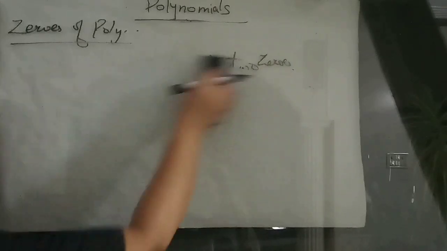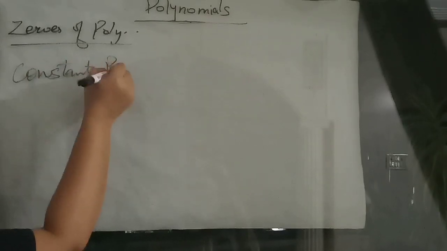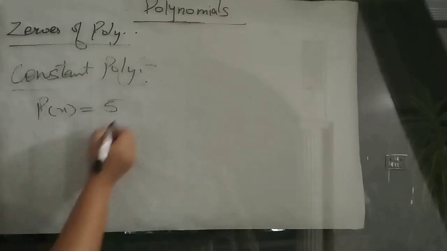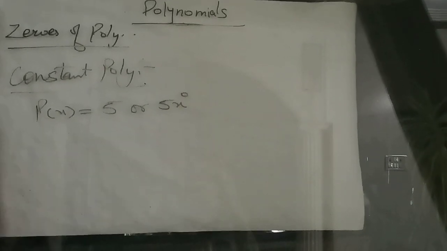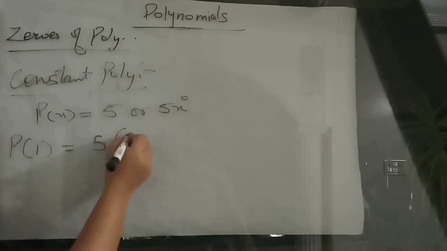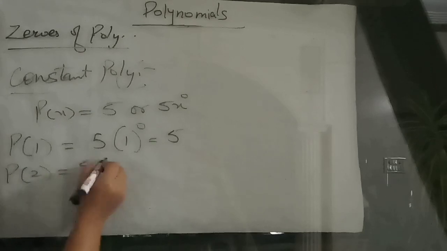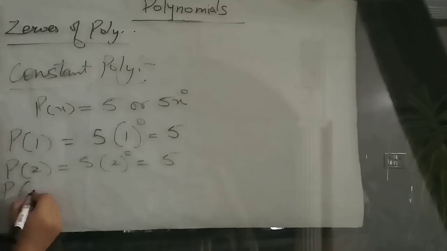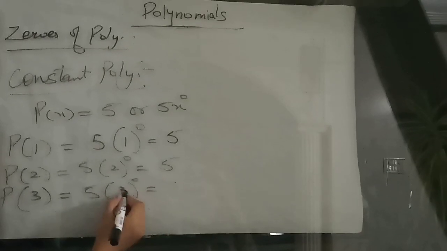Now, what about the zeros of the constant polynomial? Let us take an example. 5 is a constant polynomial, or we can write it as 5 into x power 0, because x to the power 0 is 1, so it is your polynomial. Now take some values of x. Let us take 1. 5 into 1 power 0, 1 power 0 is 1, so your answer is 5. Take 2. 5 into 2 power 0, and 2 power 0 is again 1. Take something else, 5 into 3 power 0, which is again 1, so it is 5.